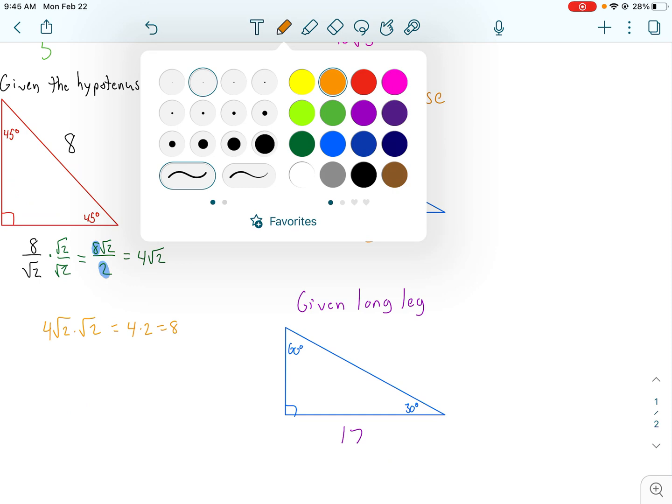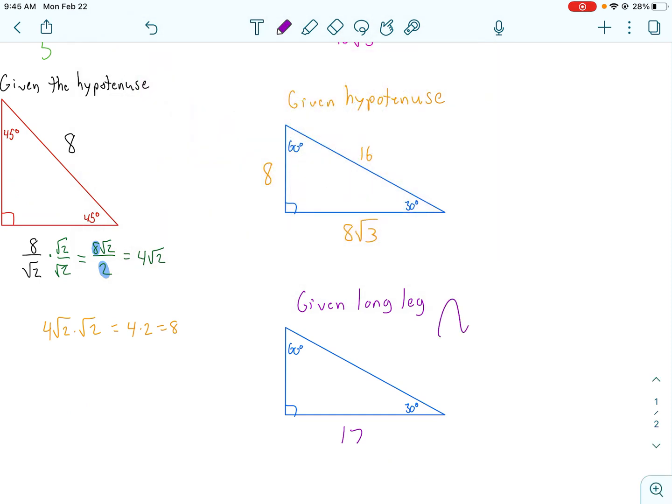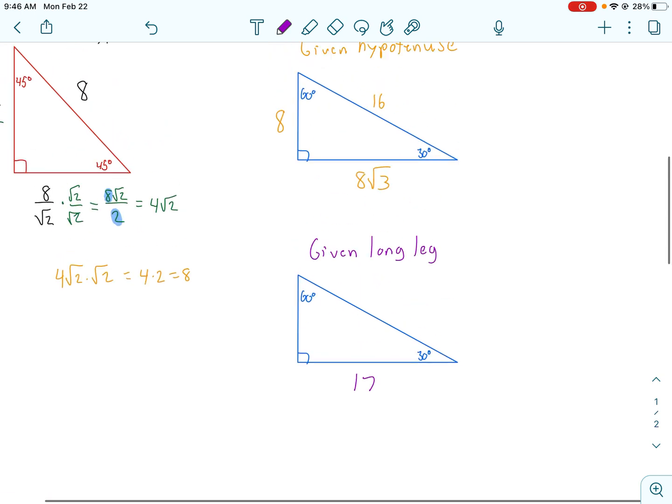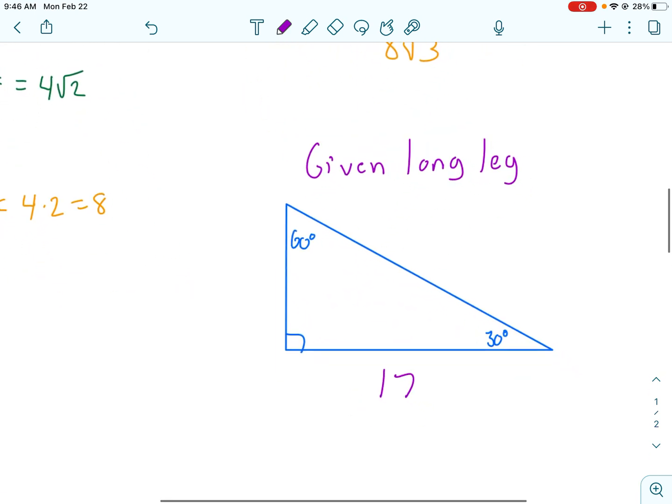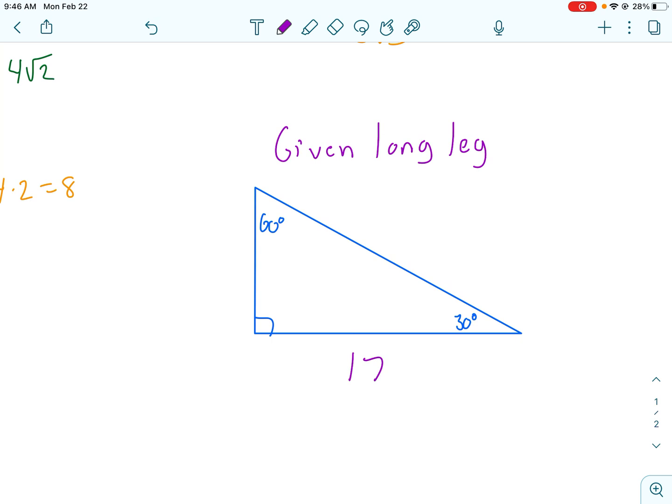The harder version is when you're given the long leg. And that is because normally to get the long leg, you multiply the short leg by radical 3. So we did short leg right here times radical 3. So to go the other way, we had to do long leg divided by radical 3 to get the short leg. So it's 17 divided by radical 3.